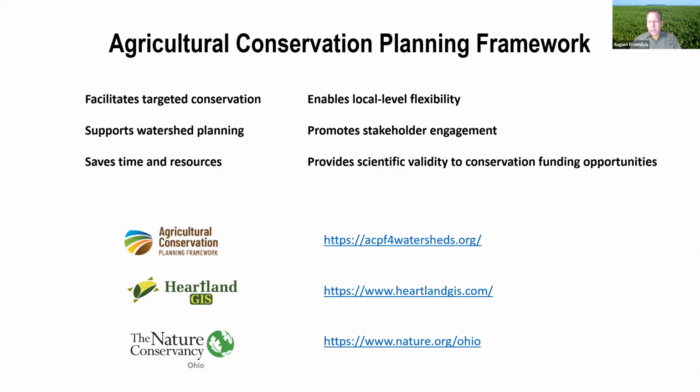So that was a pretty swift flow through all of these, but the important things to remember are that ACPF can allow you to identify watershed-wide opportunities. It is a way to work with your local stakeholders. It does provide some rigor and validity to use to hopefully obtain further funding from other sources. And most importantly, it saves time and resources.